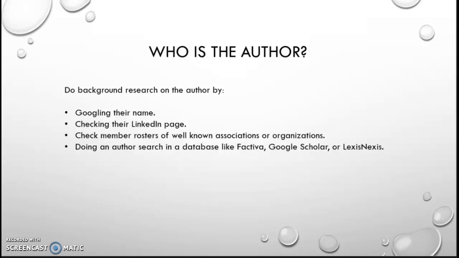You can do background searches on the author. You can just Google their name. You can check their LinkedIn pages. You can check member rosters of well-known associations and organizations. You can do author searches in a variety of different databases. You have access to many of these through the library databases at College of the Canyons. So LexisNexis, that's a great one. Google Scholar, Factiva.